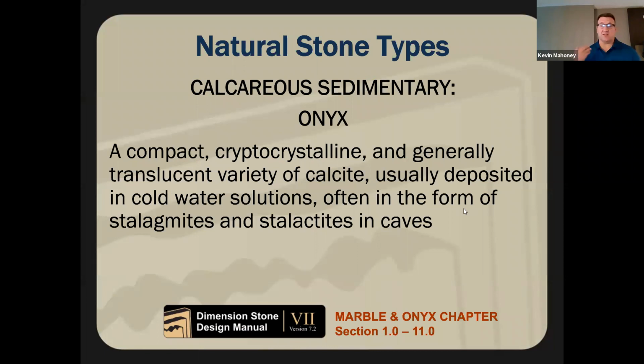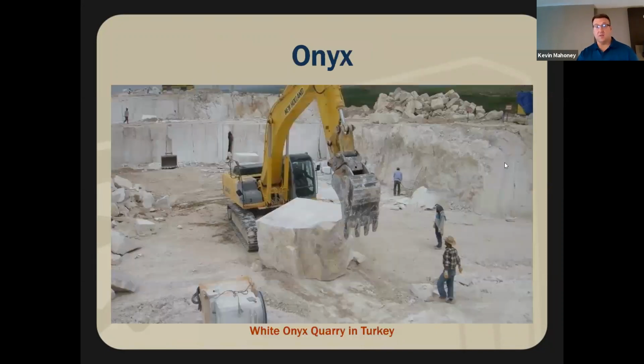Calcareous sedimentary stone. Another example of that is onyx, a compact cryptocrystalline, generally translucent variety of calcite, usually deposited in cold water solutions, often in the form of stalactites and stalagmites in caves. Once again, a runoff with minerals, sedimentary stone. This is what it looks like when it's harvested.